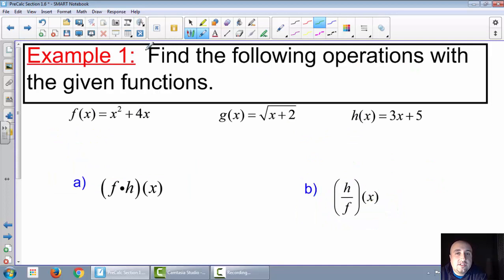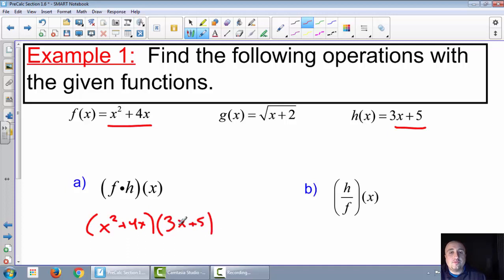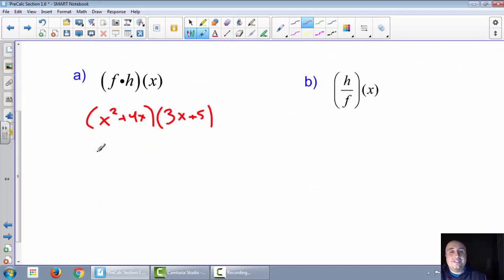All right, so this is still example 1. They're still the same three equations, but now we're going to do a multiplying and a dividing. Okay, so let's see what we get here. So the first one says take f, multiply it by h, which is right here. So we're going to take f, x squared plus 4x, and we're going to multiply it by 3x plus 5. And I put it in parentheses because we're putting them right next to each other, so it's a little bit easier to look at. So now a binomial times a binomial, we need to FOIL.